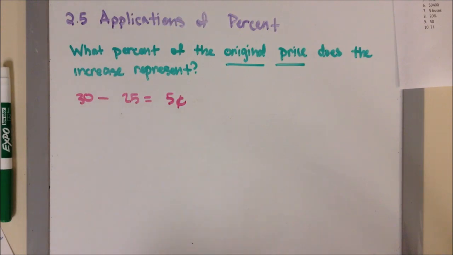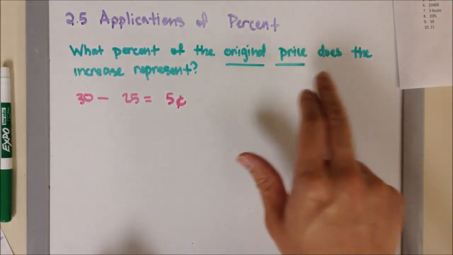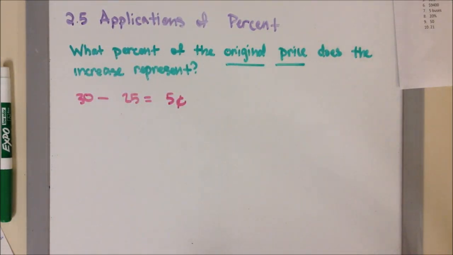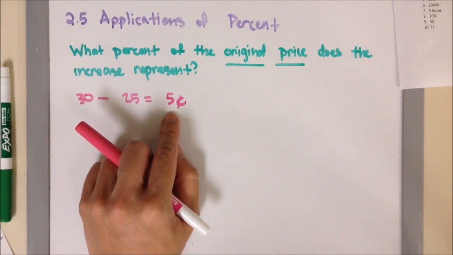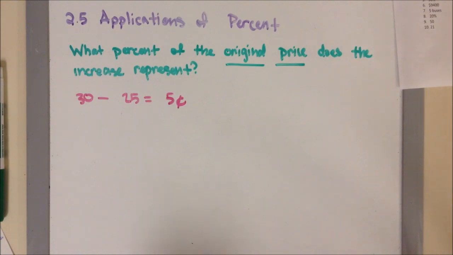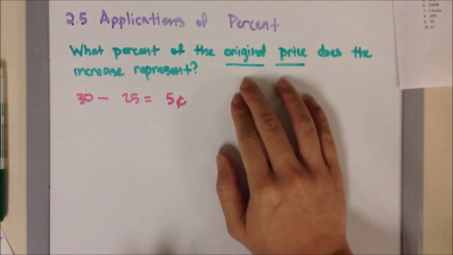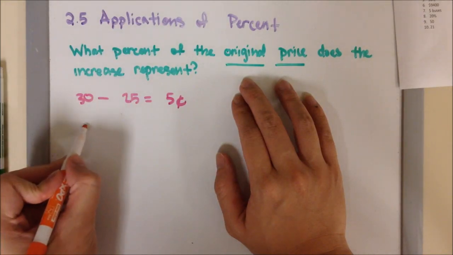So we're looking at that the difference is 5 cents, but be very careful with our question. It says what percent of the original price does the increase represent? So it increased by 5 cents, but we're asking how much does 5 cents represent in percent? So take note of that, meaning that the original price, if this says the original price, that means that's going to be our total.